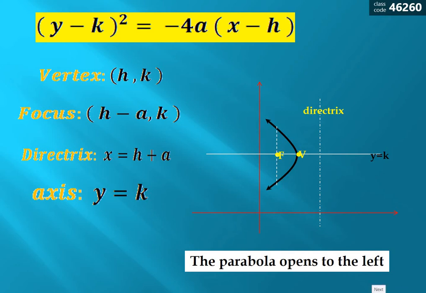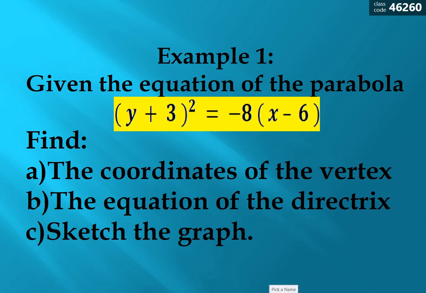Okay? So let's proceed with our example number 1. Given the equation of the parabola, the square of (y plus 3) equals negative 8 times (x minus 6). So you are asked to find the coordinates of the vertex, the equation of the directrix, and sketch the graph. As you can see, it starts with y, and it is negative. So it opens where? To the left.